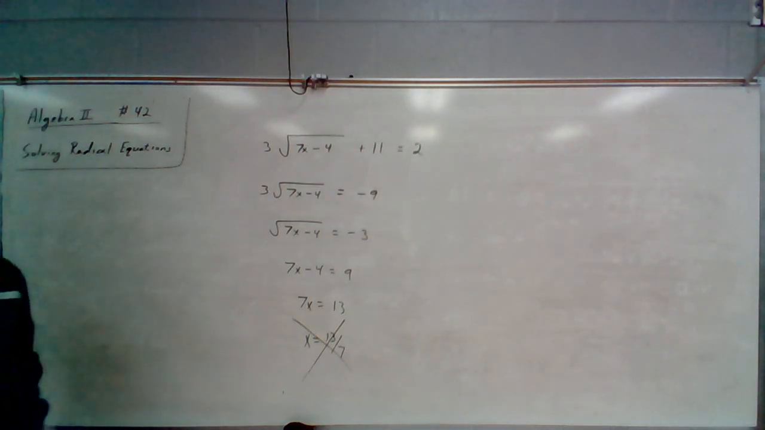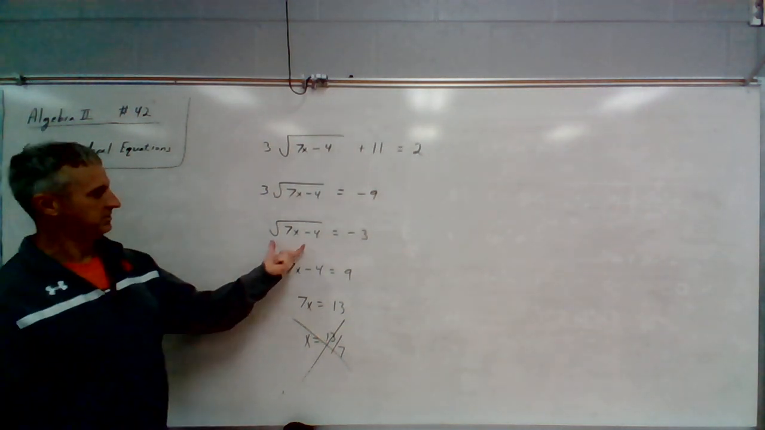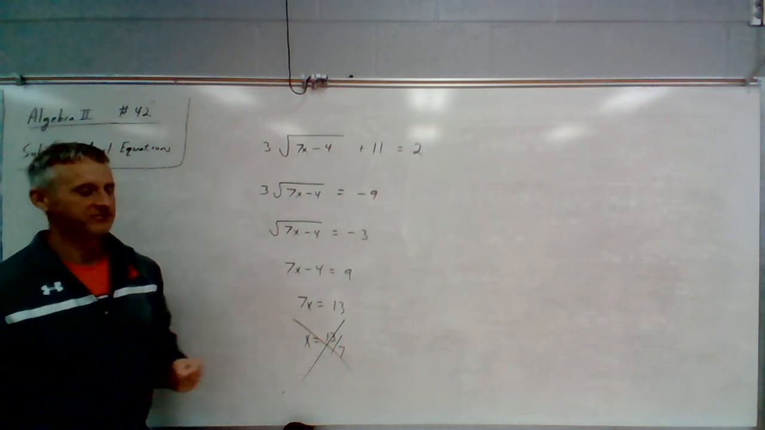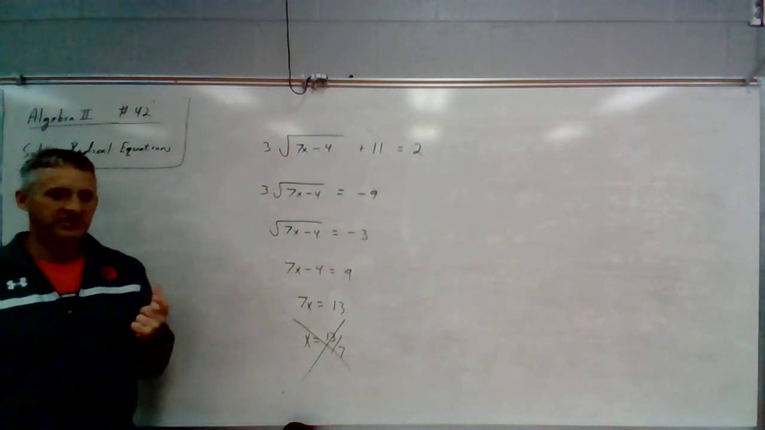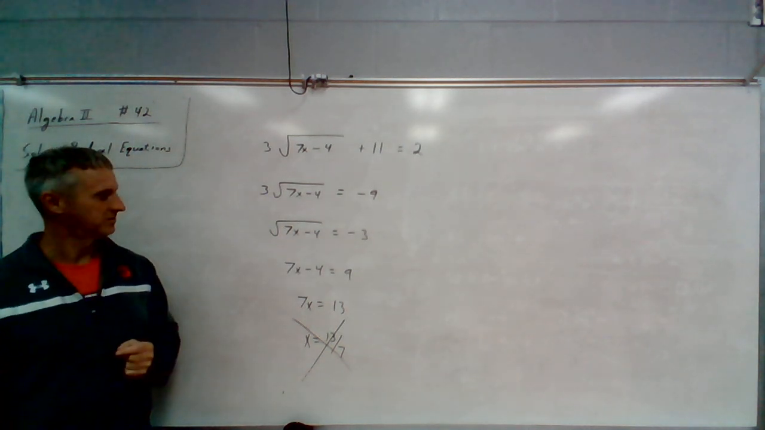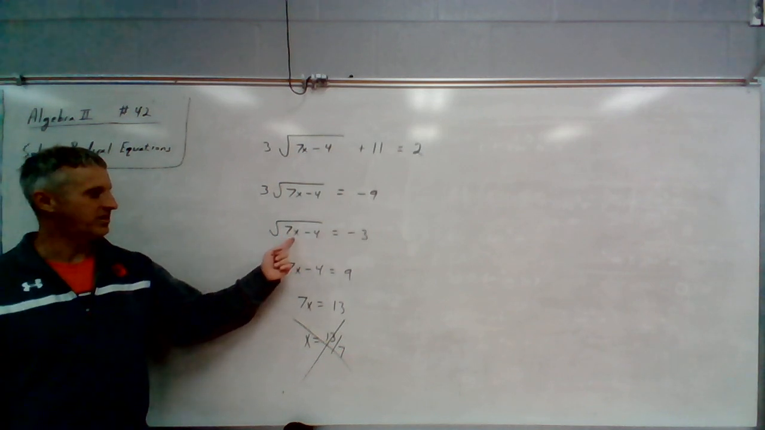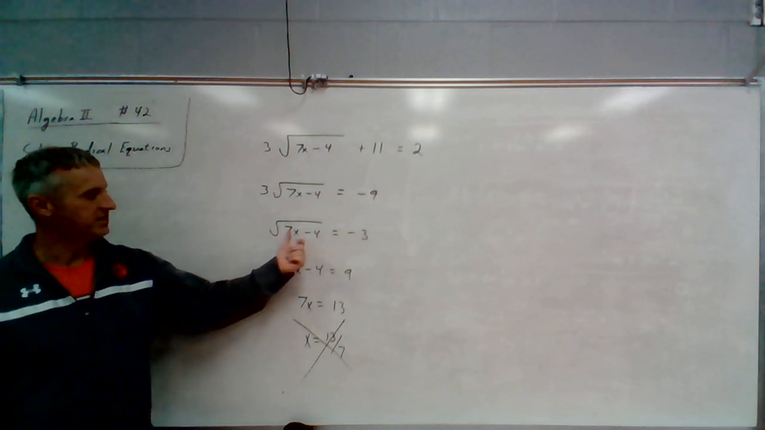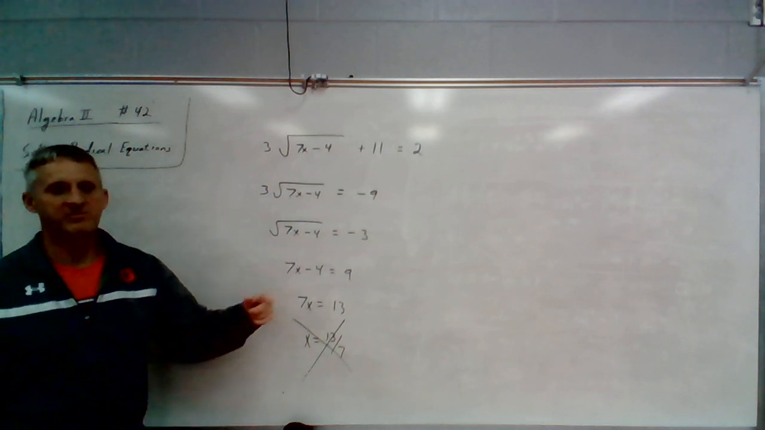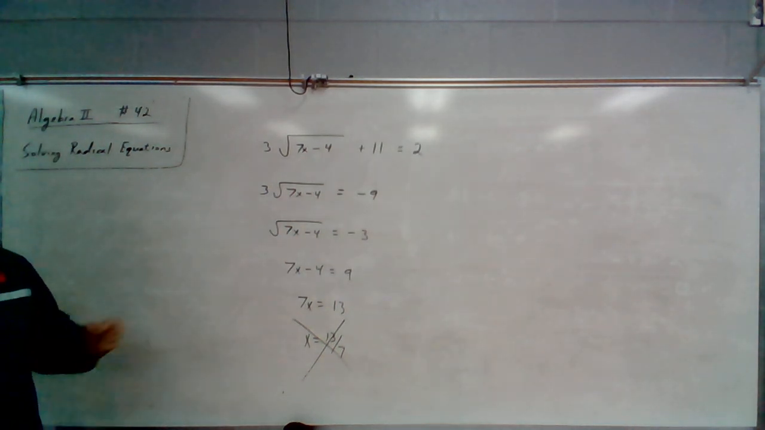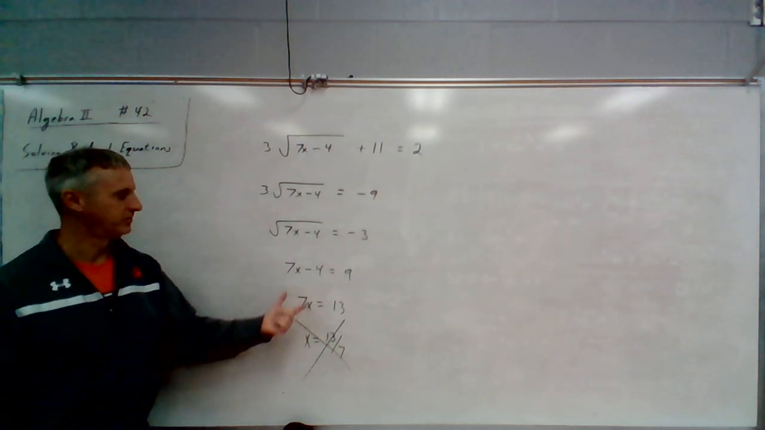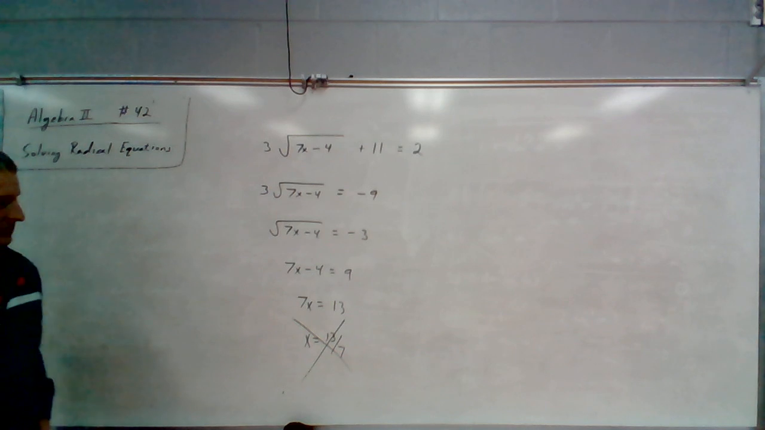Why not? What happened? Okay, so notice right here at this step, I have the square root of something equals negative 3. So is there any number you can really take the square root of and get a negative answer? If this number in here were positive and you took the square root, it would be a positive number. If it was negative, remember you would get an imaginary number. So this step right here doesn't really work. You can't pull this off. You can't really square both sides and get a true answer.